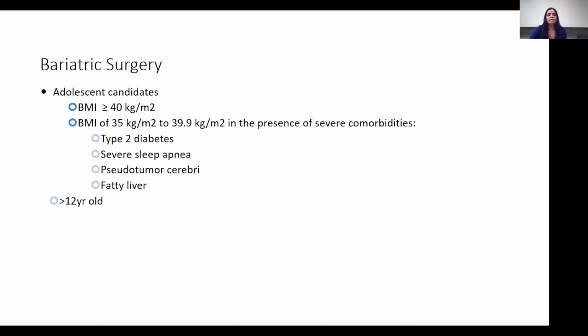Bariatric surgery, obviously, if the BMI is more than 40, and we don't need to have any other comorbidities, but generally they do. That is one of the criteria. And the second one is BMI of 35 to 40. They have to have other comorbidities like type 2 diabetes, severe sleep apnea, pseudotumor cerebri, fatty liver. And we generally do it in those older than 12 years.